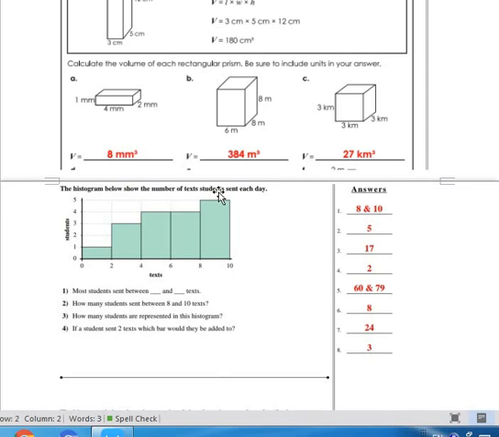Okay, dear students. Now number 4. If a student sent 2 texts, which bar would they be added to? Again, if a student sent 2 texts, we're starting from 2 on the x-axis, from which bar? Bar 2. This is bar 2 because bar 2 indicates from 2 to 4. It's easy, my dear students.